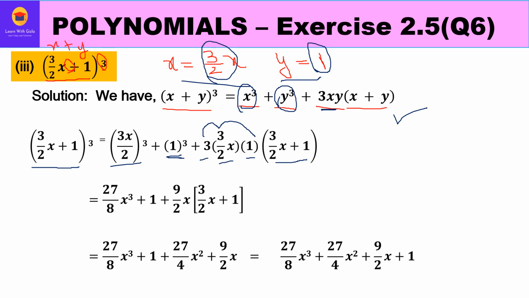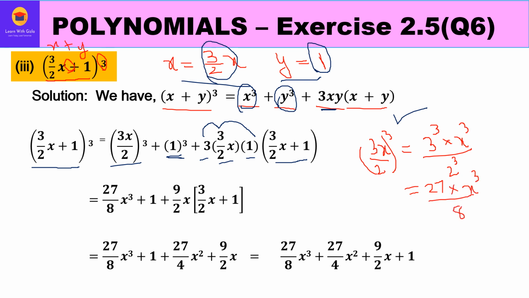Now let us further solve it. Now (3 by 2x) whole cube, we can also write it as (3x by 2) whole cube. So as I said, whole cube, when you are doing, you have to cube the 3 also, you have to cube x also, and you have to cube 2 also, right? So all the variables, all the coefficients, everything has to be solved. Now 3 cube is your 27 into x cube divided by 8. Yes, 2 cube is 8. So you will get 27 by 8 x cube, right? 1 cube is as it is, 1 will come. Now 3 into 3 is 9, right? Divided by 2 into x, and in bracket 3 by 2x plus 1 as it is. Now we shall open the brackets.